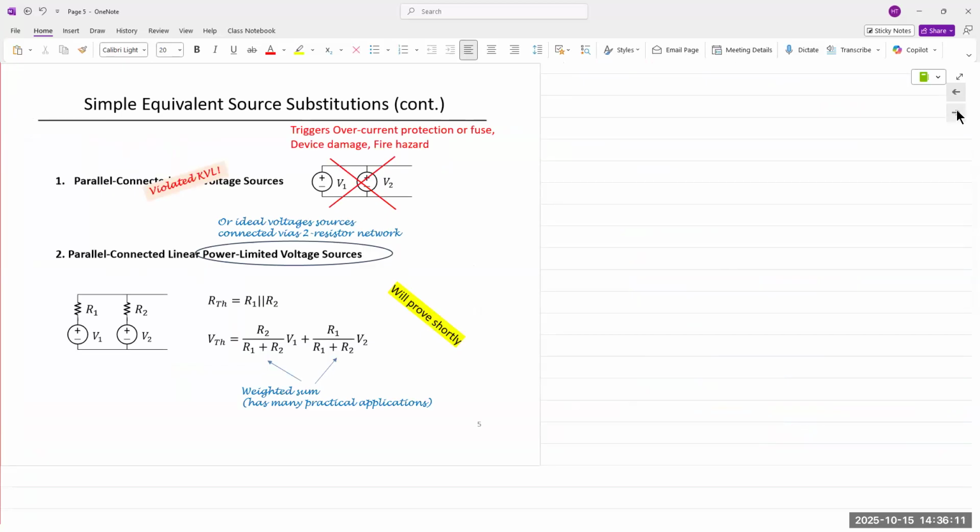Series connections are straightforward. Parallel ones, not so much. We cannot connect voltage sources in parallel because it violates KVL. You cannot have two separate voltages with two separate values connected together. If you have a 1.5 volt battery and you connect it to a 3 volt battery in parallel, it violates KVL. That connection is not permitted.